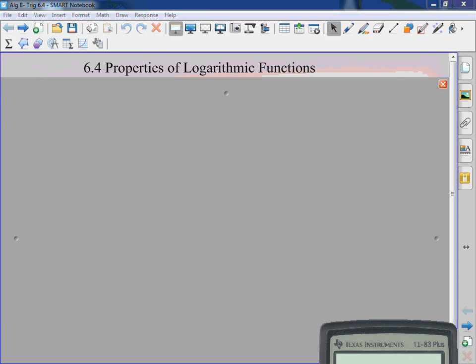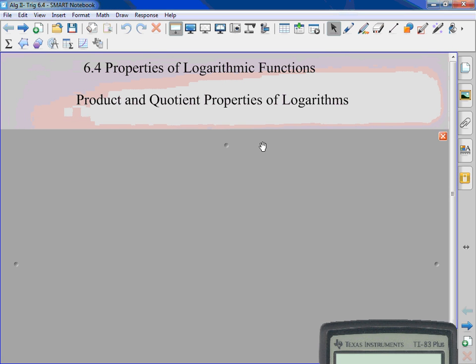6.4, properties of logarithmic functions. First thing we're going to do is a couple properties. Product and quotient properties of logarithms.